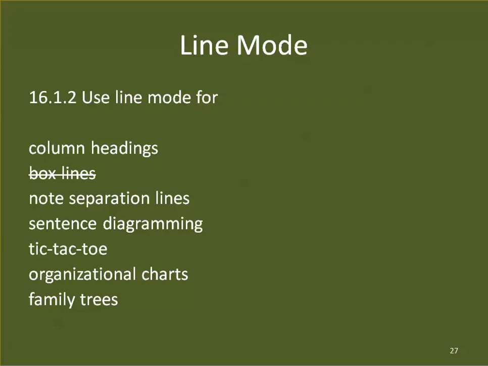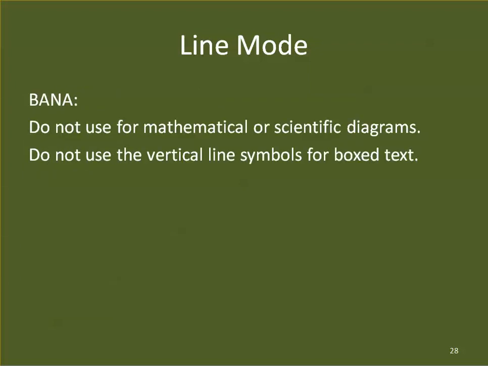We are going to use the same box lines that we have been using since 2011 instead, because it deals with formatting. Also, BANA has said we're not using line mode for mathematical or scientific diagrams. We are also not using any vertical line symbols for boxed text. So for boxed text, we're not using horizontal lines or vertical lines as stated in UEB. We're going to be using the box lines that we have been using since 2011 here in the United States.